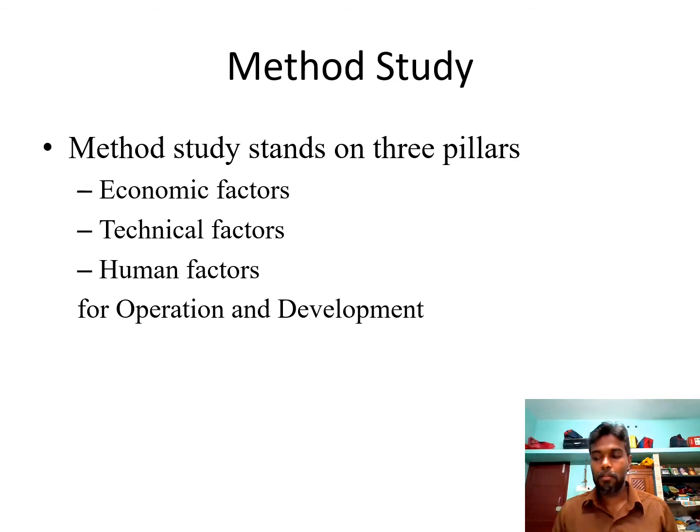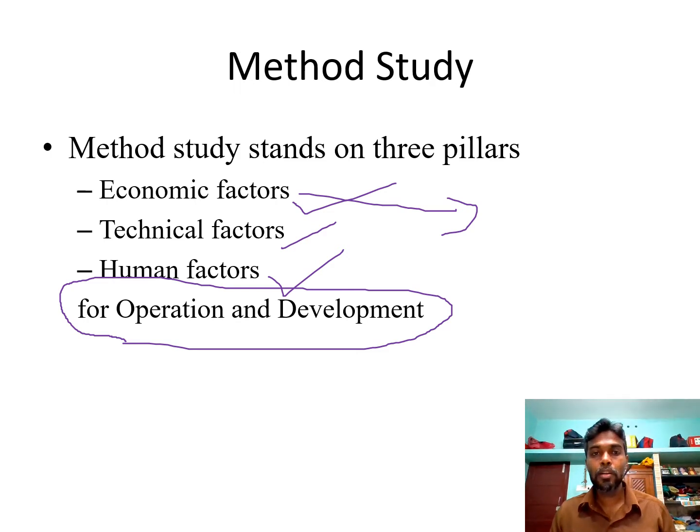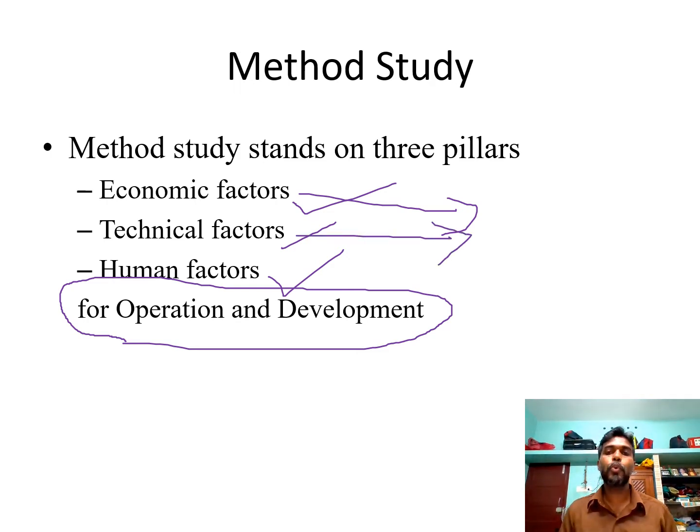Method study basically stands on three pillars. It is concerned with the economic factor, technical factor, and human factor for operation and development. If you want to develop a particular operation or level of work, you need to be concerned with three factors. First, you have to give importance towards economy, and not only economy. Then you have to go for technical factors: what technology can you adapt? If the technology is highly costly, it will affect the economy. So you need to create a new technology that withstands within your economic factor.